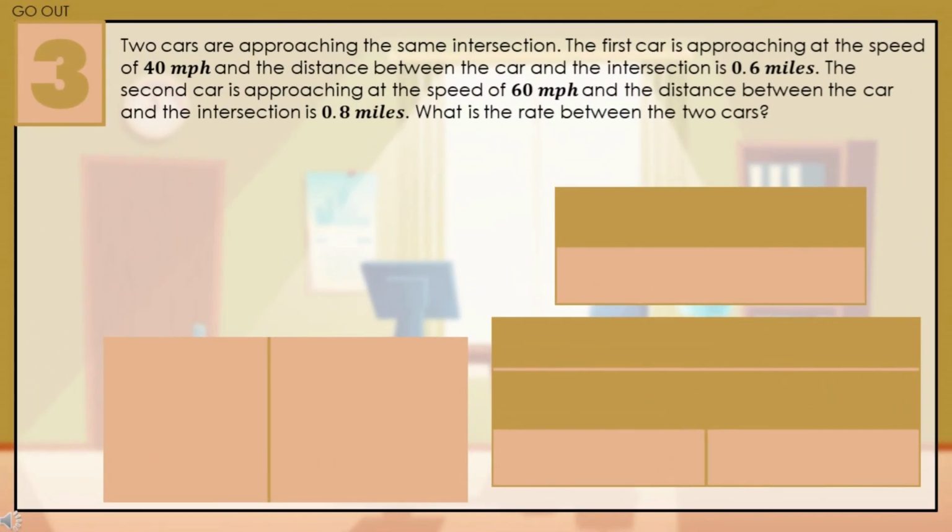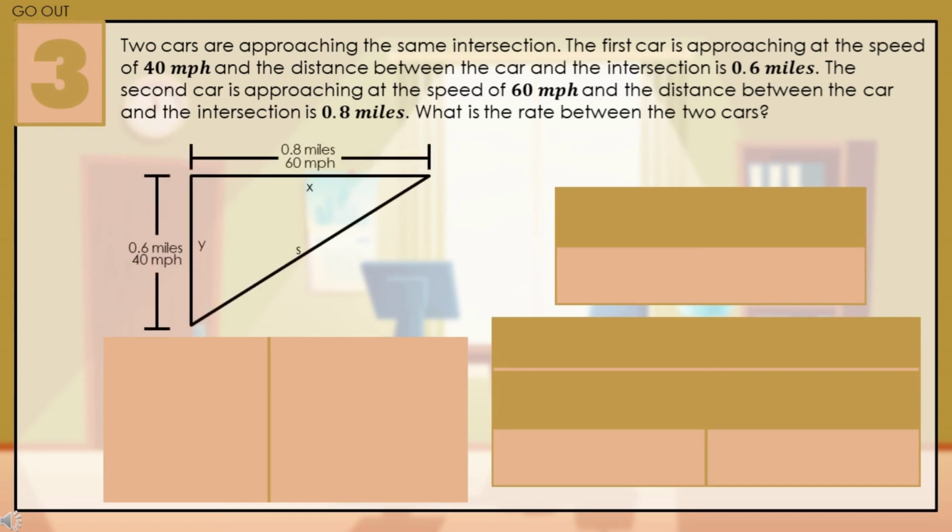For the last problem, two cars are approaching the same intersection. What is the rate between the two cars? We illustrate the situation of two cars and substitute the given into the drawing. The first car is approaching at the speed of 40 miles per hour, and right at that moment, the distance between the car and the intersection is 0.6 miles. The second car is approaching at the speed of 60 miles per hour, and the distance between the car and the intersection is 0.8 miles.